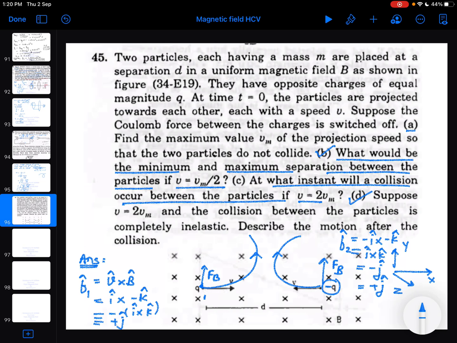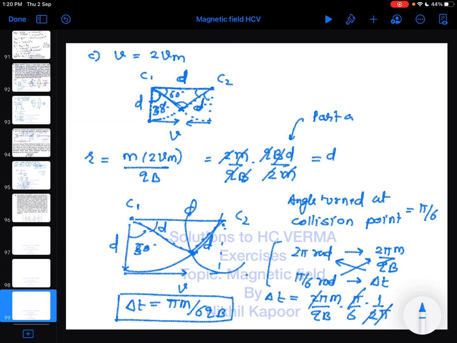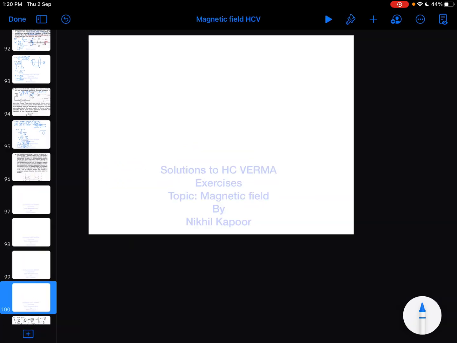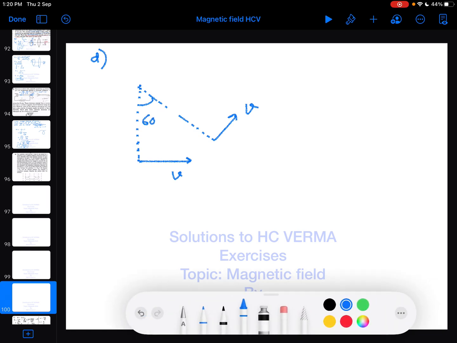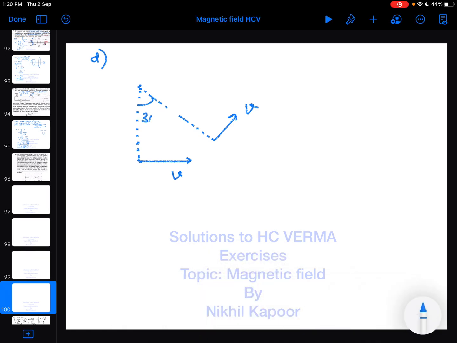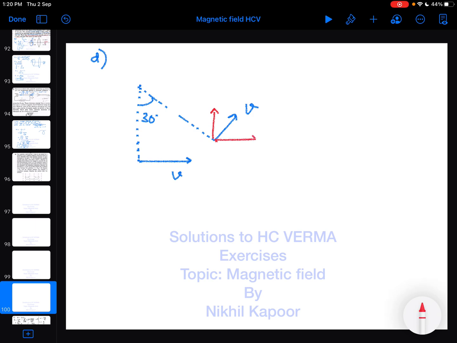Okay, now let's see the d part of the question. Suppose v is 2 vm and the collision between the particles is completely inelastic, describe the motion. Okay, so same, we need to derive now here. So let's take one more slide, d. Now as we have already solved, that's the velocity at the initial moment, and that's the velocity at the collision point, or just before collision, and we know that just before collision the angle turned is 30 degrees. So for collision I will resolve this v into two parts.